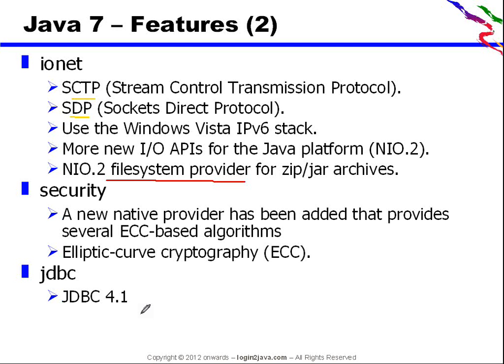So JDBC 4.1 now supports connections, result sets, and statements all closing automatically. Apart from that, JDBC has also introduced RowSet 1.1. In RowSet 1.1, there is the introduction of the RowSetFactory interface and the RowSetProvider class also, which enables you to create all types of RowSet supported by your JDBC driver.